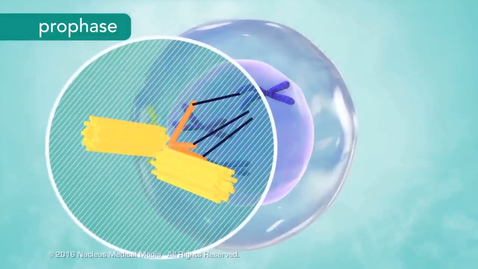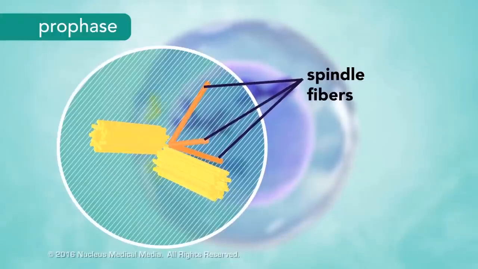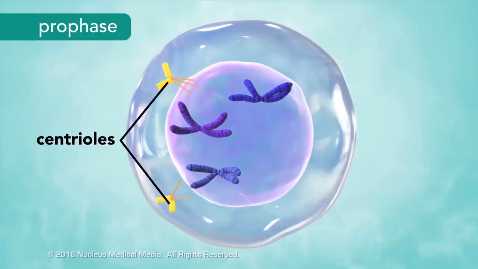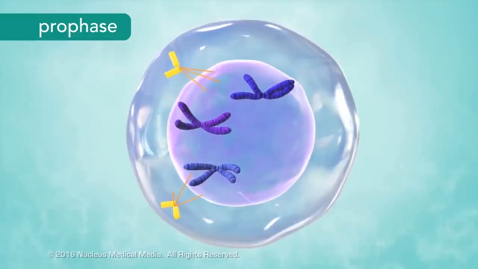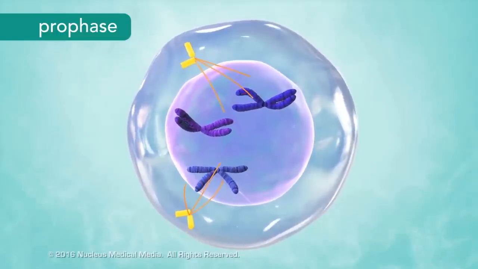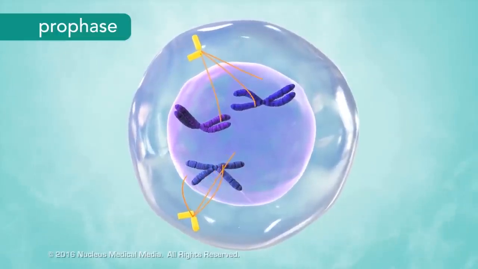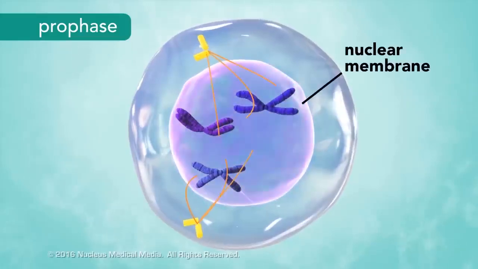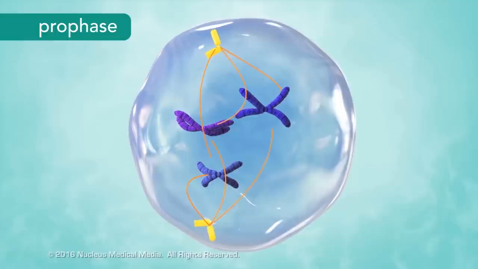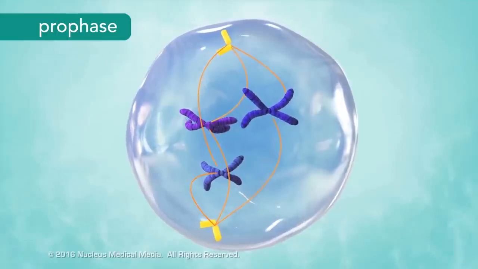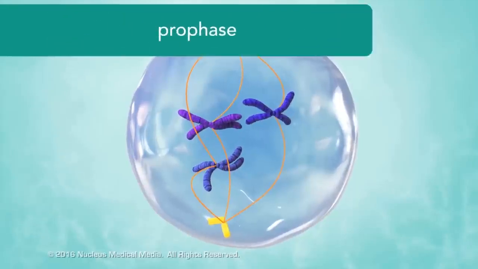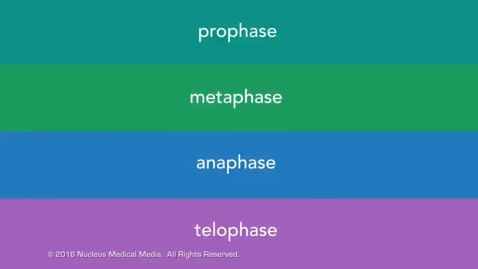Meanwhile, in the cytoplasm, microtubules, known as spindle fibers, begin to fan out from 2 sets of paired structures, called centrioles. The spindle fibers elongate as the centrioles begin moving to opposite sides or poles of the cell. While this is happening, the nuclear membrane surrounding the nucleus disappears. Now that chromosomes are no longer separated from the cytoplasm, the opposite ends of the spindle fibers can attach to the centromeres. Next, the cell enters metaphase.